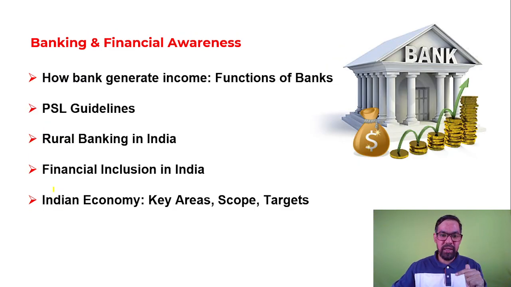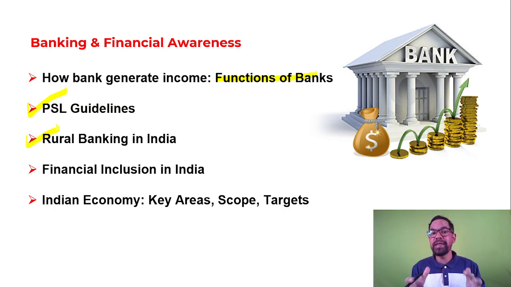Now next one, again, students basically ignore this question as well. Functions of a bank: how a bank generates money, or how a bank generates income. That is also known as credit creation by banks. So you need to be clear about this particular thing as well. Then we have PSL guidelines, priority sector lending rules. I would suggest to all of my students, please go through these rules, because sometimes examiners ask questions based on these areas as well.